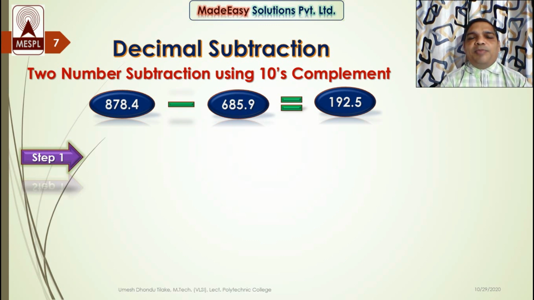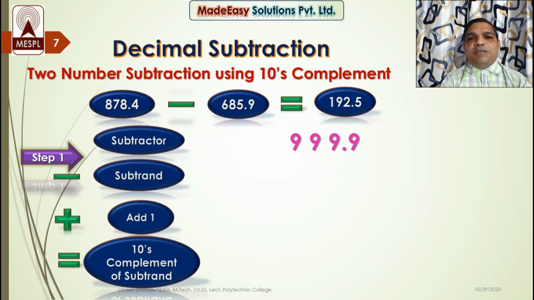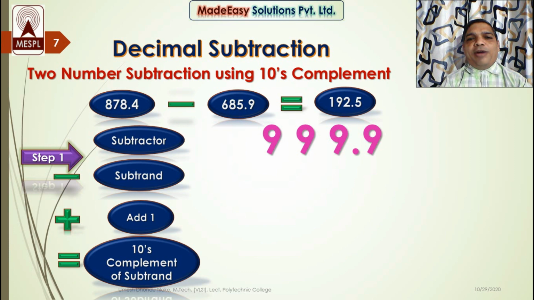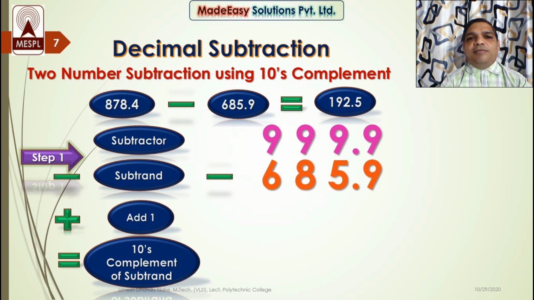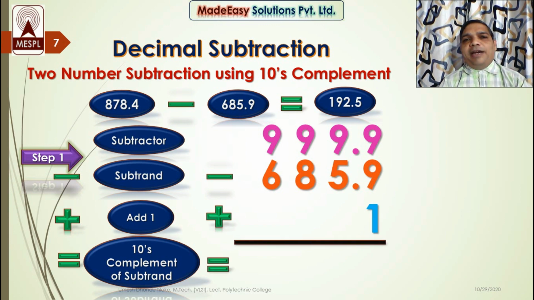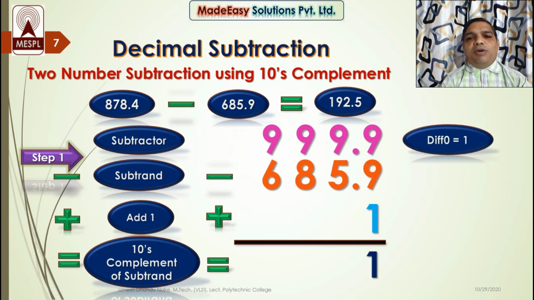So I will subtract the subtrahend from the largest possible number. So my largest possible number will be 999.9, and I will subtract the subtrahend 685.9 and I will add 1 into it, so that I can get the tens complement of the subtrahend. So let's find the tens complement of the subtrahend. Perform the subtraction first on the LSDs and then add 1 into it. So 9 subtracted from 9 is 0 and 1 added to 0 is 1. So I will get 1 as the result, so I will put 1 over here.